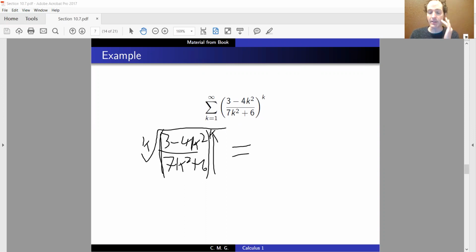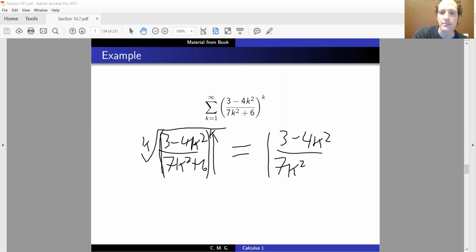So with the absolute value there, it actually doesn't matter with the kth power if I have the inside or outside the absolute value there. So think about that a little bit. But basically, the absolute value when I take the kth root of the kth power will just be the absolute value of 3 minus 4k squared over 7k squared plus 6. Okay, so if that ends up being positive, we're okay.